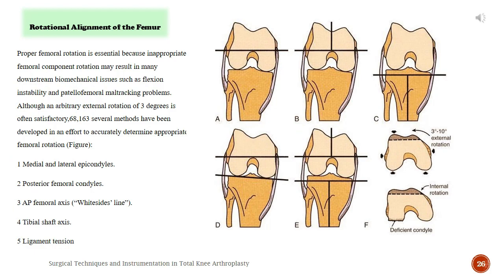Rotational alignment of the femur. Proper femoral rotation is essential because inappropriate femoral component rotation may result in many downstream biomechanical issues such as flexion instability and patellofemoral maltracking problems. Although an arbitrary external rotation of 3 degrees is often satisfactory, several methods have been developed in an effort to accurately determine appropriate femoral rotation, figure. 1 medial and lateral epicondyles. 2 posterior femoral condyles. 3 AP femoral axis, white sides line. 4 tibial shaft axis. 5 ligament tension.